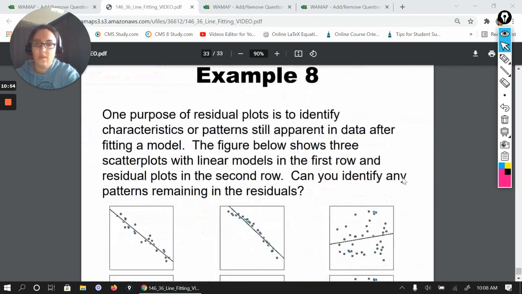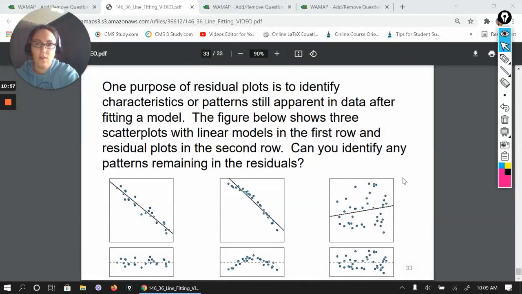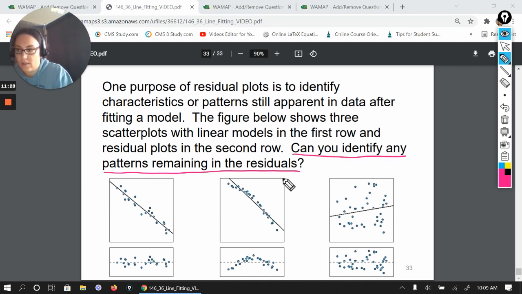Here's example 8. One purpose of residual plots is to identify characteristics or patterns still apparent in the data after fitting a model. The figure below shows 3 scatter plots with linear models in the first row and residual plots in the second row. Can you identify any patterns remaining in the residuals?